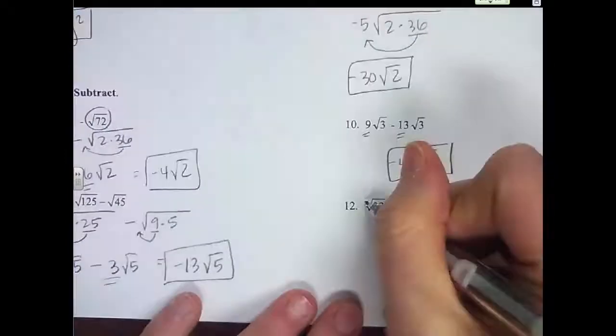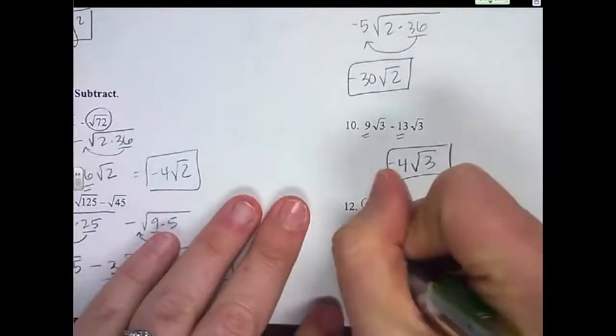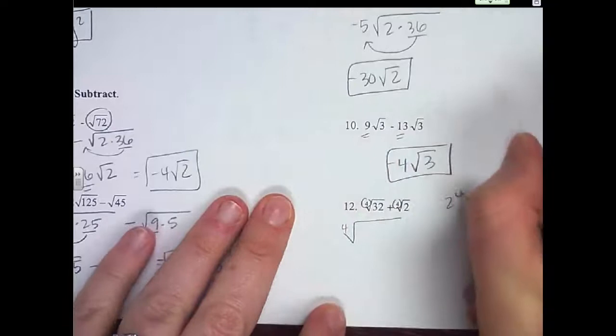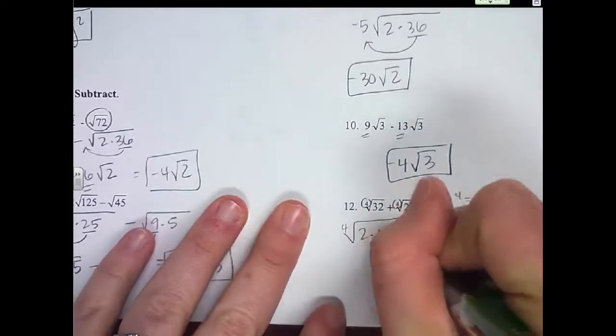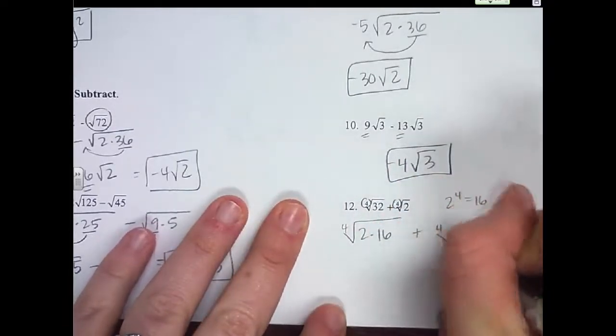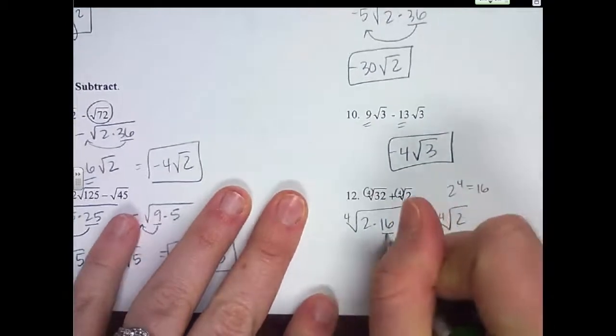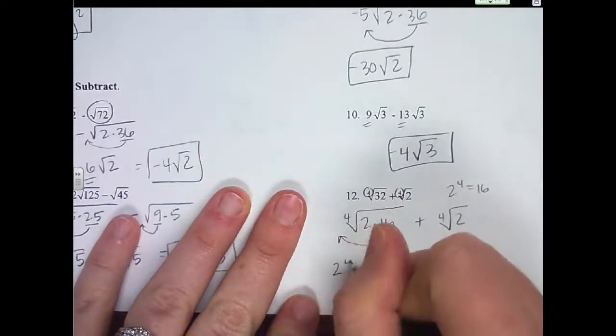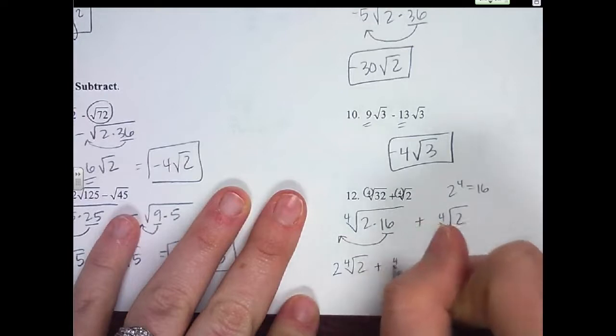Number 12, I'm doing fourth root, so be careful here. Fourth root, I know 2 to the fourth is 16, so I'm going to do 2 times 16. And I can't break this one up, so I'm going to just leave it. Fourth root of 16 is 2. So 2 fourth root 2 plus fourth root 2.